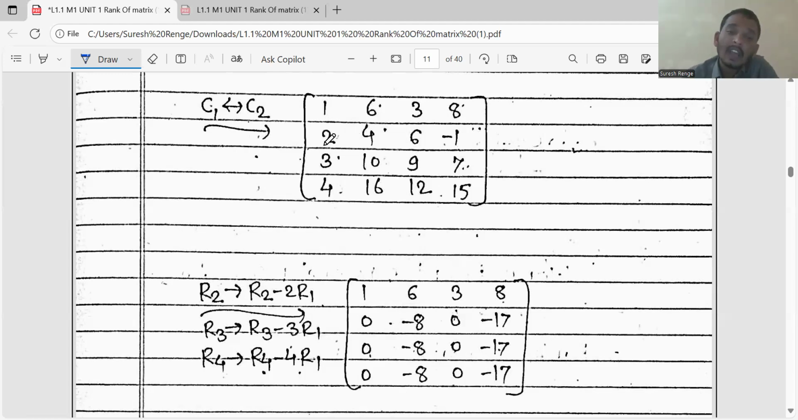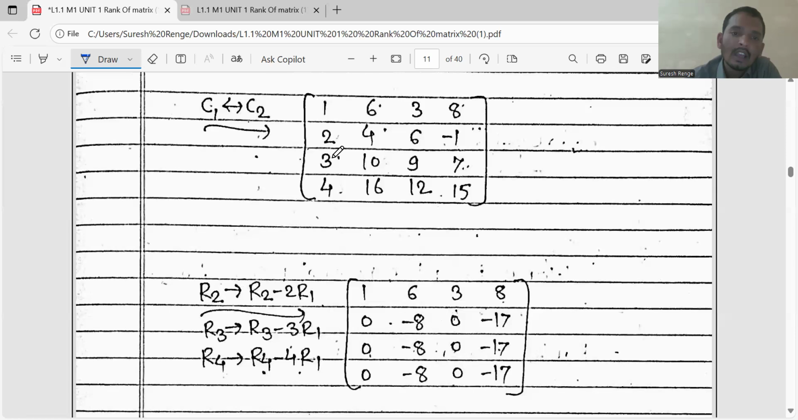Now changing R2. 2 minus 2 is equal to 0. 4, 4. Now let us observe: minus 2 multiplied by 6 is equal to minus 12, plus 4, minus 12 is equal to minus 8. This 6 minus 6 is equal to 0. This minus 1, and minus 2 multiplied by 8 becomes minus 16, minus 1 minus 16 is equal to minus 17. This is row number 2.